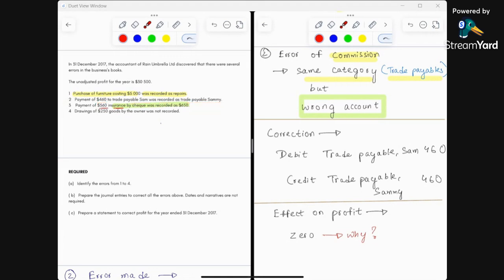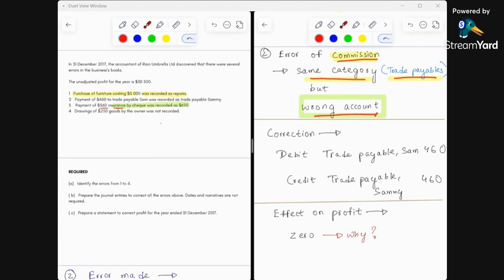Such events are what we classify as an error of commission, where we have got the same category, which in this case is the trade payables, but the wrong account has been used, where you recorded the transaction in the account of Sammy, instead of recording the transaction in the account of Sam.